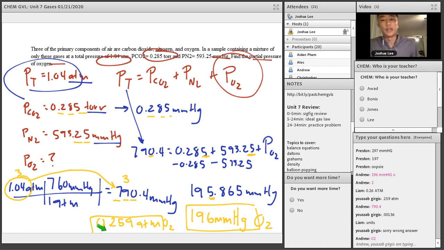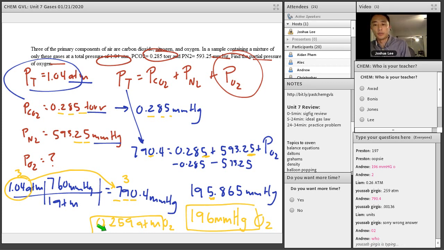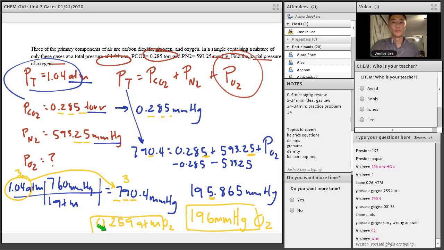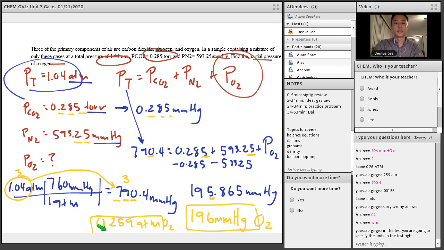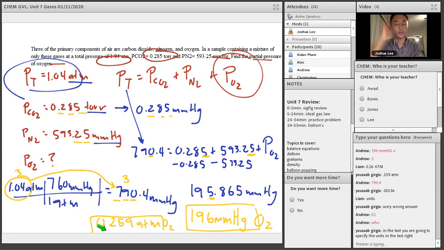All right, so that's another Dalton's Law problem. Good or move on? Time to vote. Ready, set, go. All right. 80% says to move on. So we're moving on. That was Dalton's. It says you're going to specify the units. Yes, so that's easier for you guys to figure out which one.